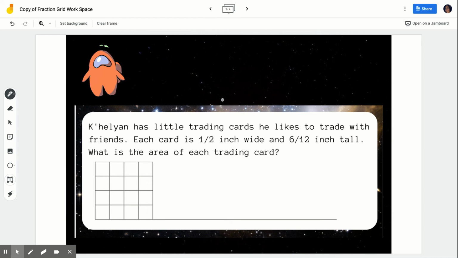Before you get started, Keelan has little trading cards that he likes to trade with friends. Each card is 1/2 inch wide and 6/12 inch tall. What is the area of the trading card?